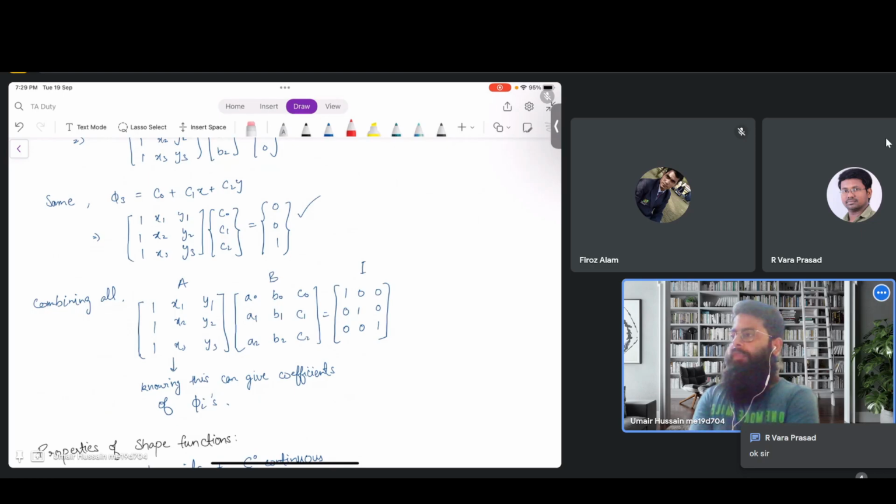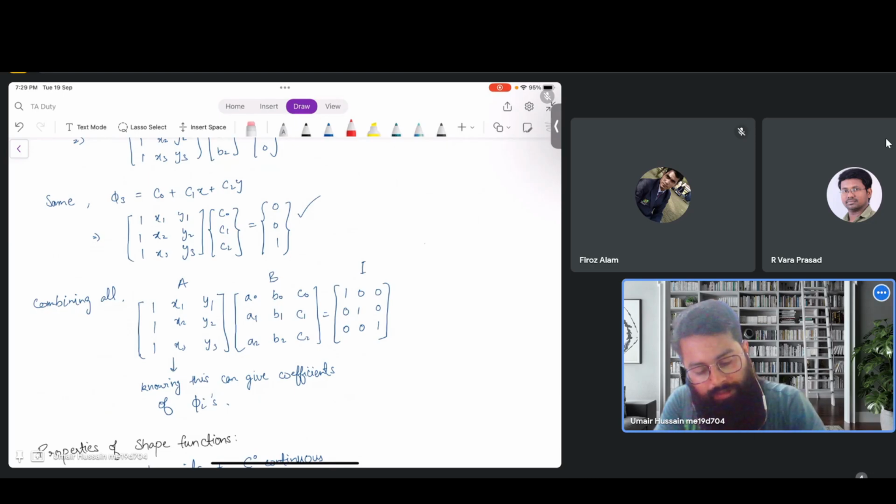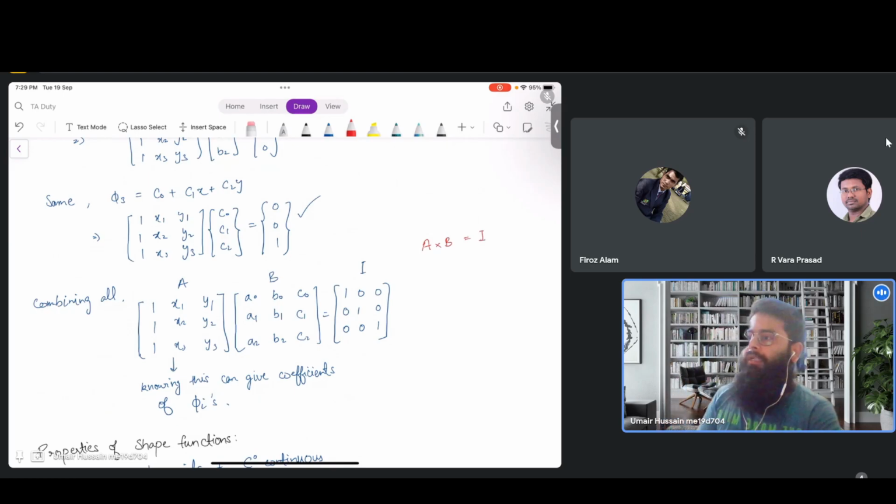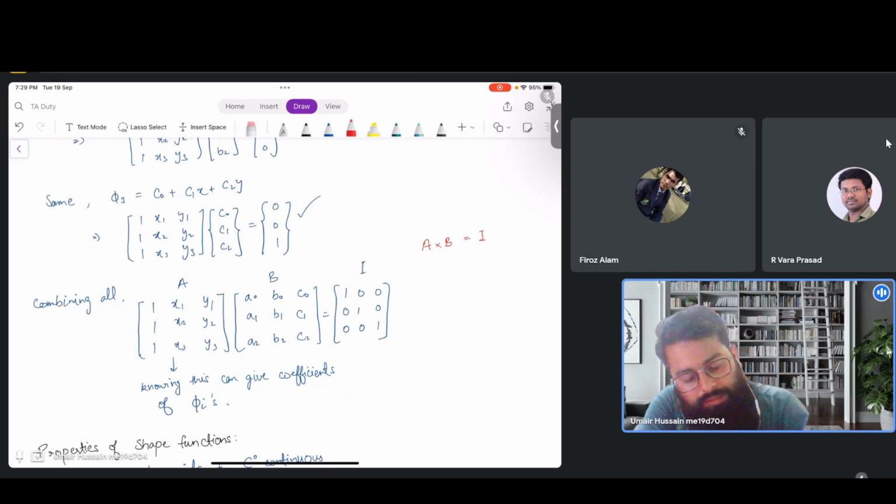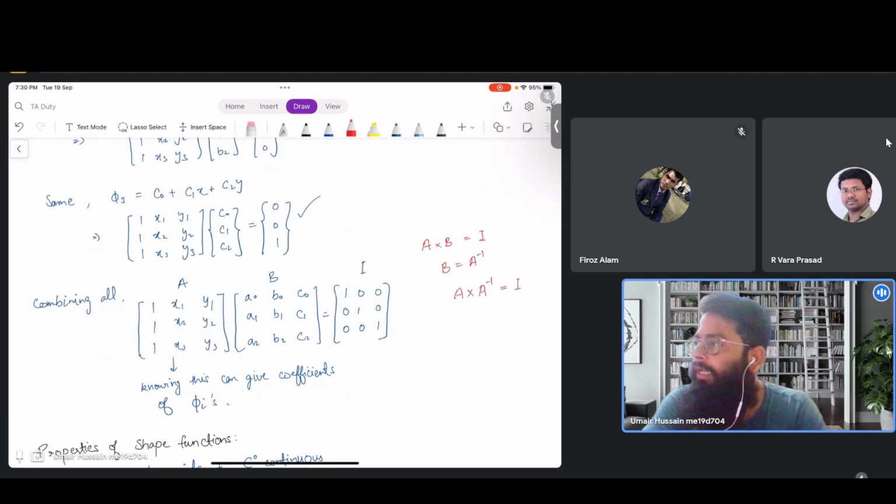Yeah, thanks. Okay, so if you look at this equation, two matrices are being multiplied, A into B, and what you get is an identity matrix. Identity has all diagonal elements as one and the rest of the elements as zero. So this is true when B is equal to the inverse of A. You know that property of matrices, that if any matrix A is multiplied by its inverse, then we get an identity matrix. So it turns out B is nothing but the inverse of A.